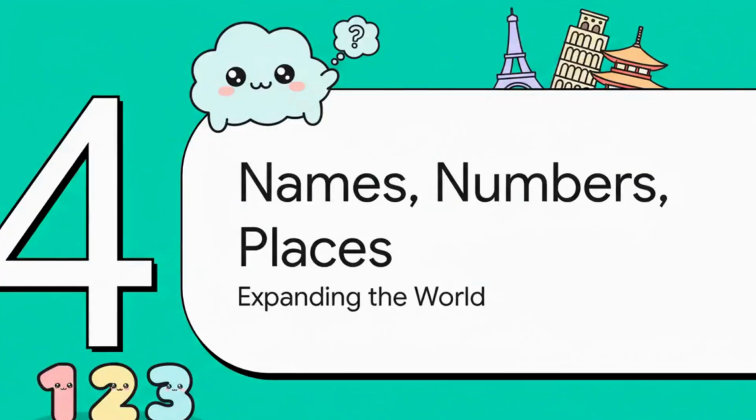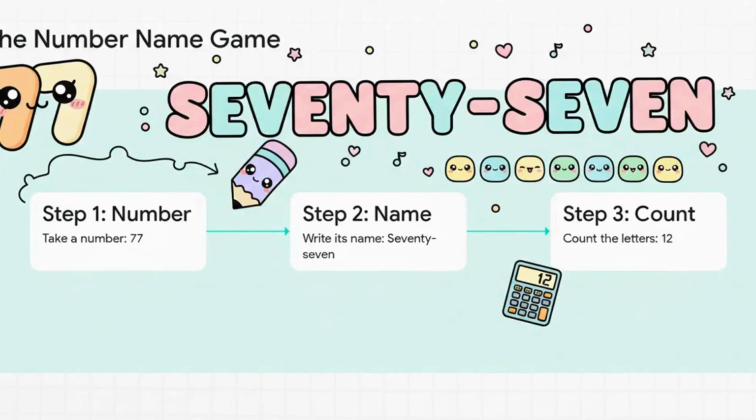So let's take this little name game of ours and apply it to the wider world. Because it doesn't just work for animals, it works for numbers, and as we're about to see, it even works for the names of real places. You can totally play the name game with numbers too. Take the number 77. Now write it out as a word. If you count the letters, you get 12, which actually makes it one of the longest number names between 1 and 99. It's the same simple idea, just applied in a whole new way.